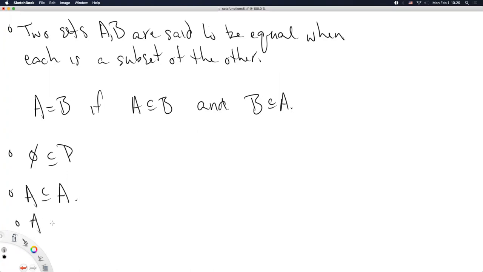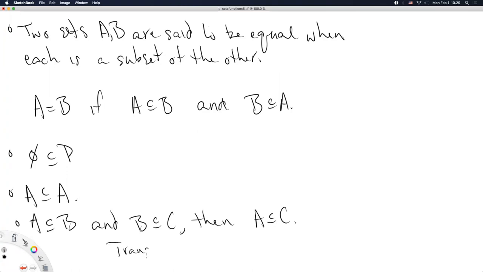Okay, sets are transitive. If A is a subset of B and B is a subset of C, then A is a subset of C. We call that transitive. That one's pretty cool. I like that one. That one comes up every now and again.